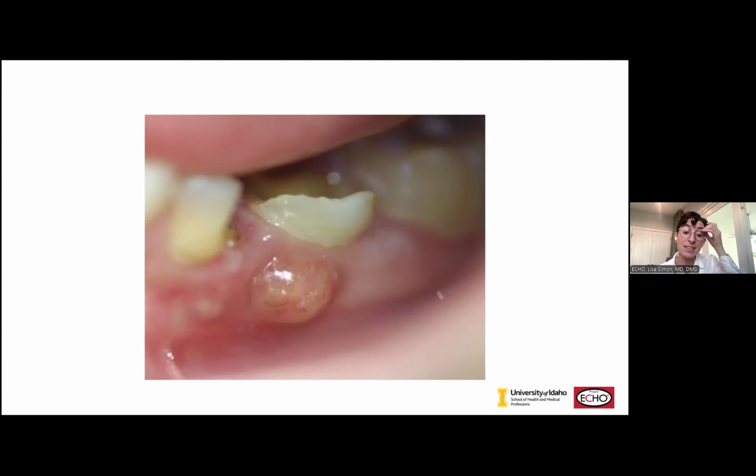So does anybody have any thoughts for what they might do to pick which tooth is causing the problem? Which of these two teeth?